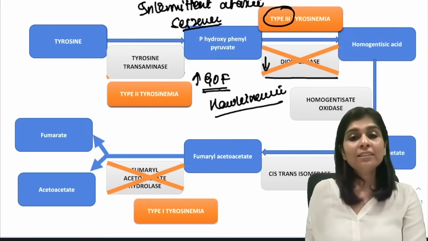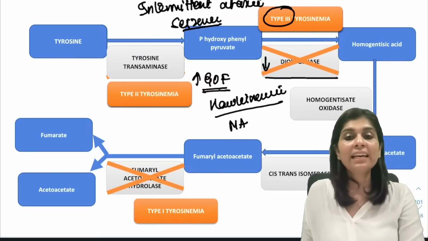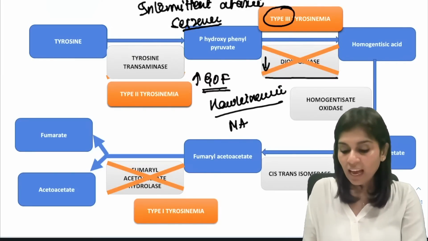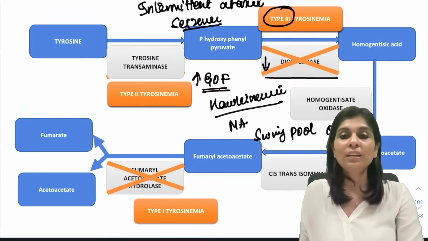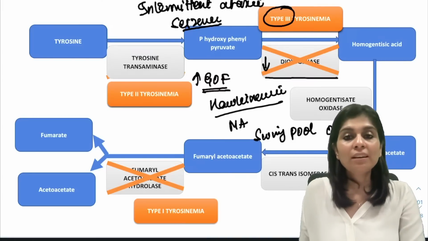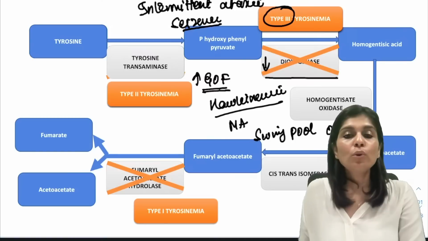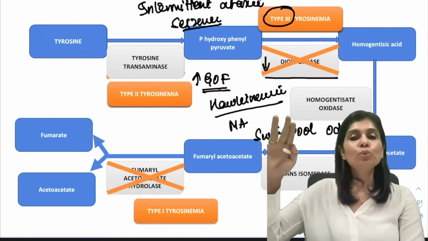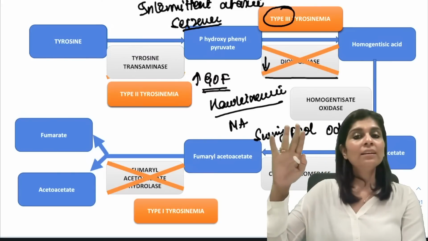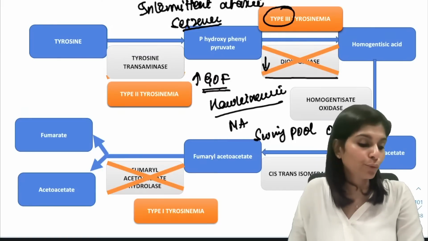Hawkinsinuria is characterized by metabolic acidosis and a swimming pool odor. Swimming pool odor of urine is a feature of Hawkinsinuria. If you watch the session which I conducted for NEET PG, I have shown you many images to memorize about odor. I have shown you an image wherein a hawk is flying above the pool. So Hawkinsinuria is characterized by swimming pool odor of urine or chlorine odor of urine.